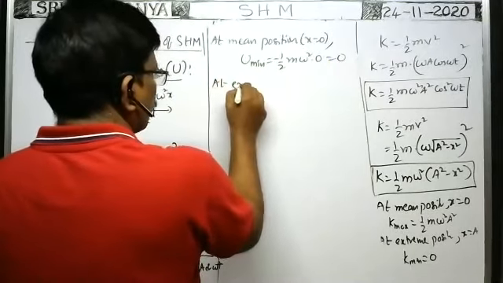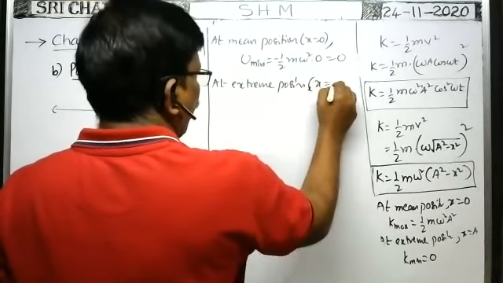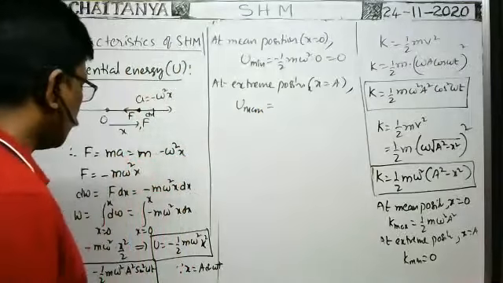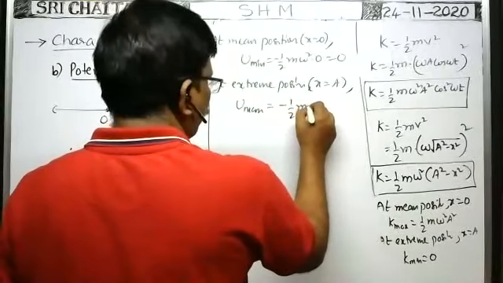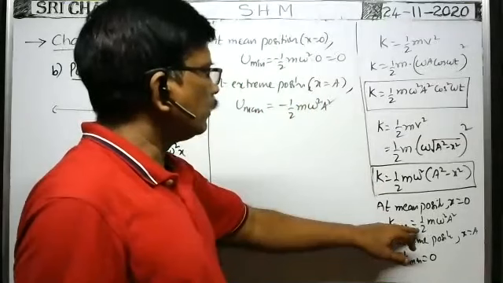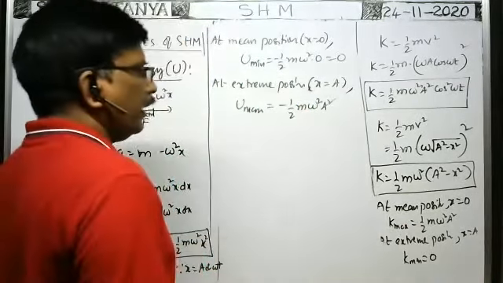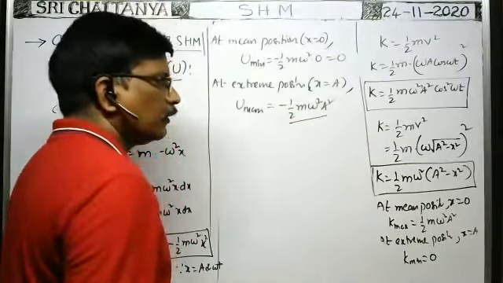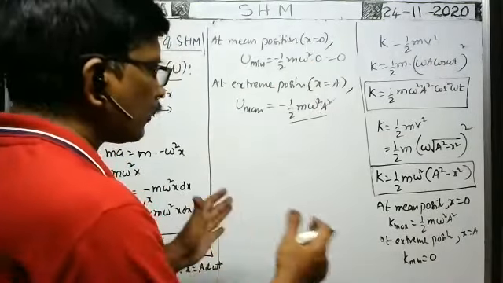Next, at extreme position, displacement is maximum. Then potential energy is also maximum, but with negative sign, of course. U max is equal to, instead of x, you substitute capital A, then minus half m omega square into A square. At mean position, kinetic energy is maximum. At extreme position, kinetic energy is 0, but potential energy is maximum in magnitude. At mean position, kinetic energy is maximum, potential energy is minimum or 0. That means they are quite opposite.